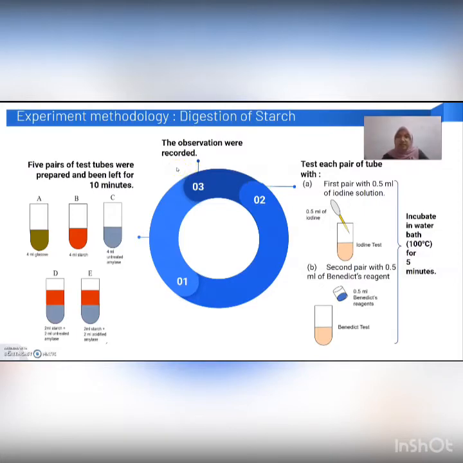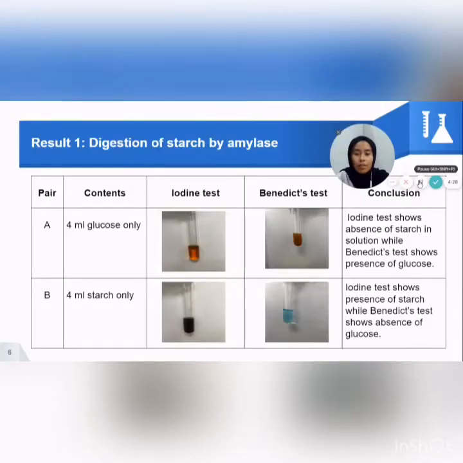the table. For the pair test tube A, there is no color change for iodine test, while for the Benedict test, the red brick solutions are formed. In conclusions, the iodine test shows absence of starch in solution, while the Benedict test shows the presence of glucose.